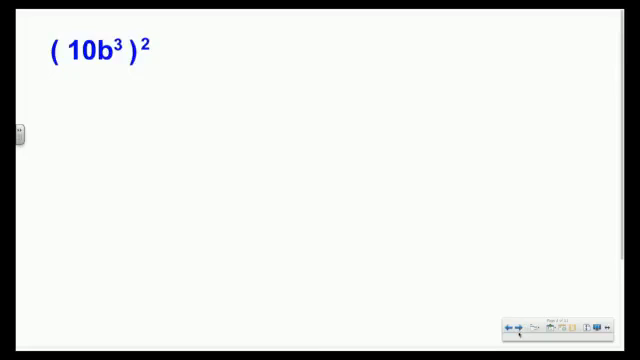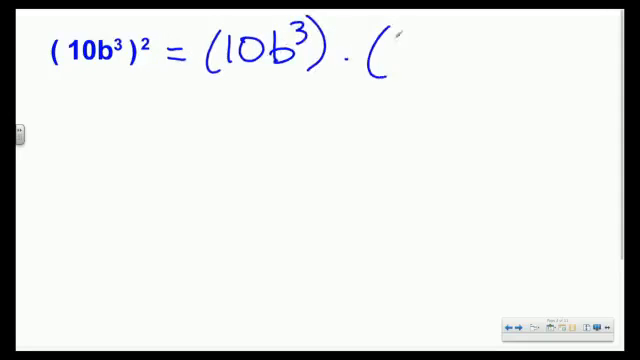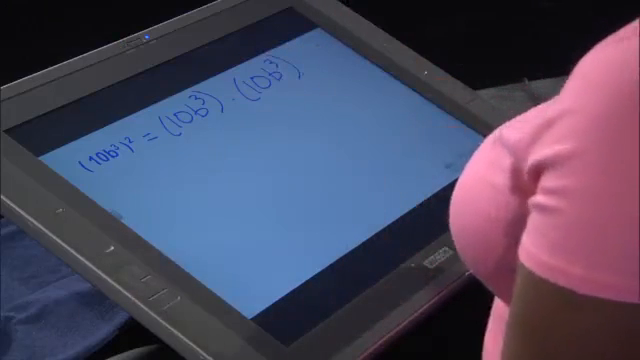All right, so this one's a little different, but we're going to apply that same rule, or that same process that we just did. Okay, so 10b cubed raised to the second power. So that means I'm multiplying 10b cubed by itself, just one time. So I would have 10b cubed times 10b cubed, right? If I expanded that out, okay?